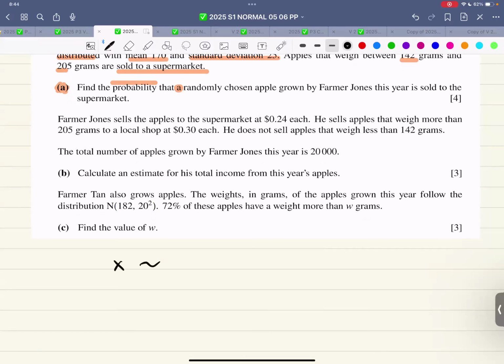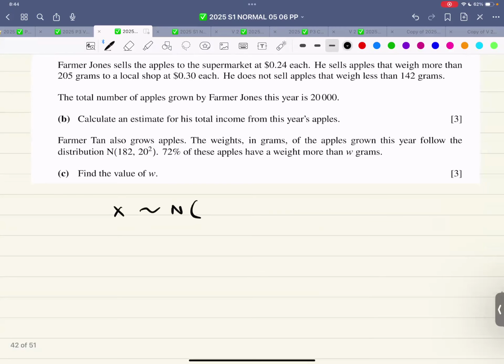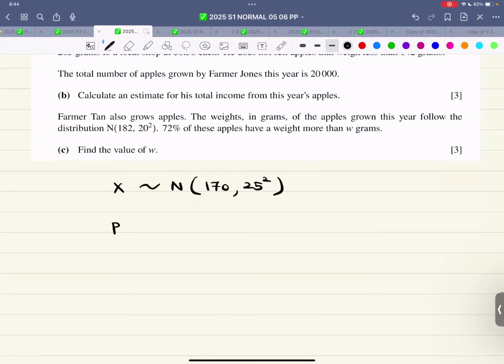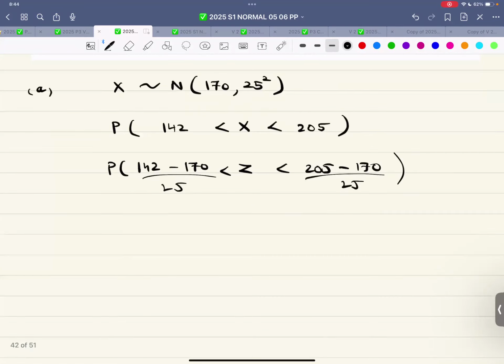Let X be the variable. X follows the normal distribution, that is the weight of the apple, with mean 170 and variance 25 squared. And it's between 142 and 205. Probability X lies between 142 and 205. This is part A. Standardize: probability Z lying between (205 minus 170) divided by 25, and (142 minus 170) divided by 25.